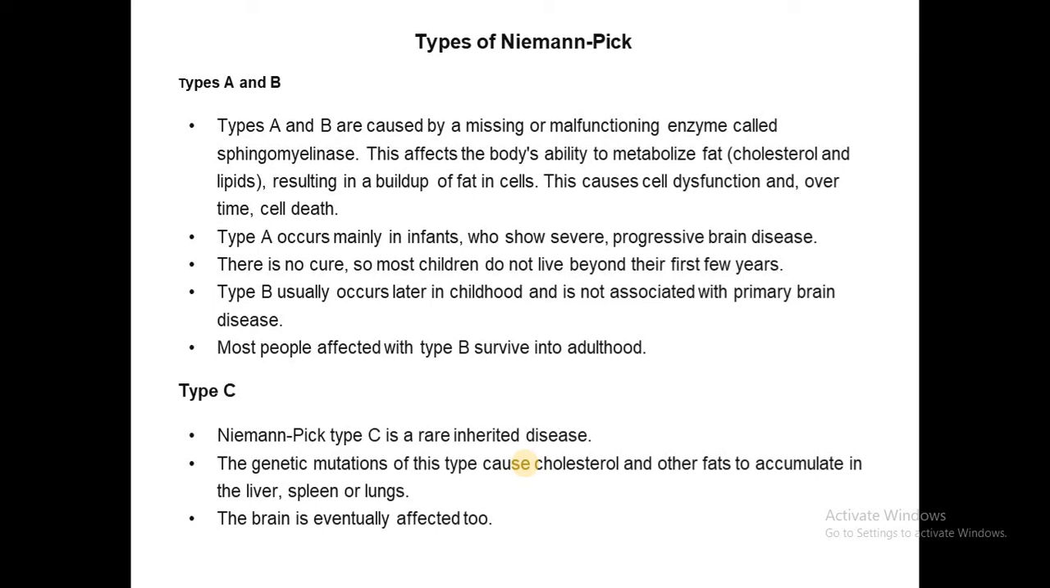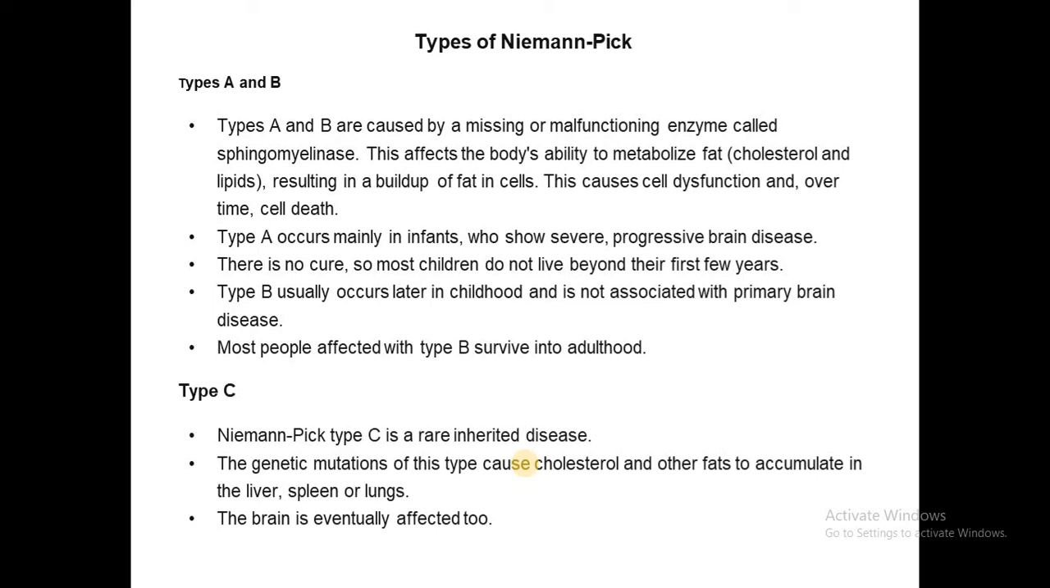Type B usually occurs later in childhood and is not associated with primary brain disease. Most people affected with type B survive into adulthood. So in type B of Niemann-Pick disease, they may be able to survive up to adulthood.